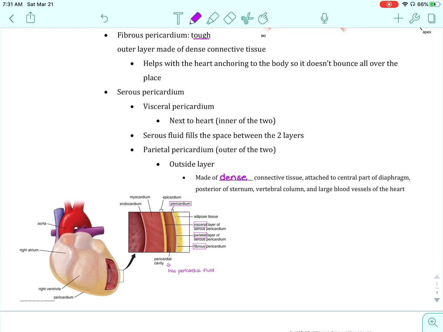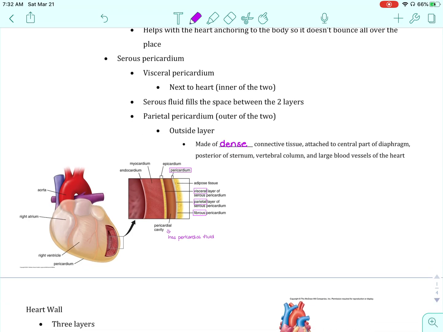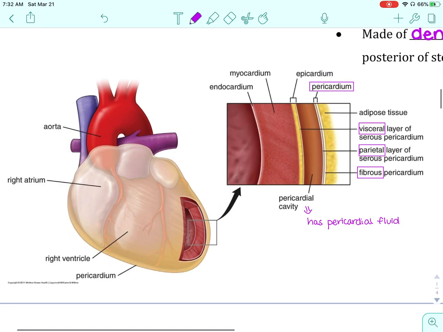And between those is the serous fluid that fills the space. And then we have the parietal pericardium, which is the outside layer, and that's made of dense connective tissue. It's attached to the central part of the diaphragm. It's posterior to the sternum, the vertebral column, and the large blood vessels of the heart. So let's go ahead and look at this. So the pericardium is this outer layer.